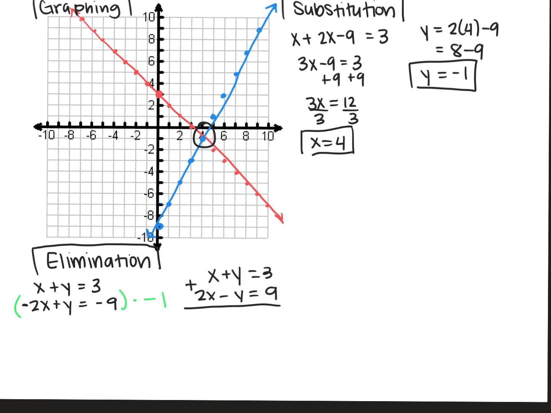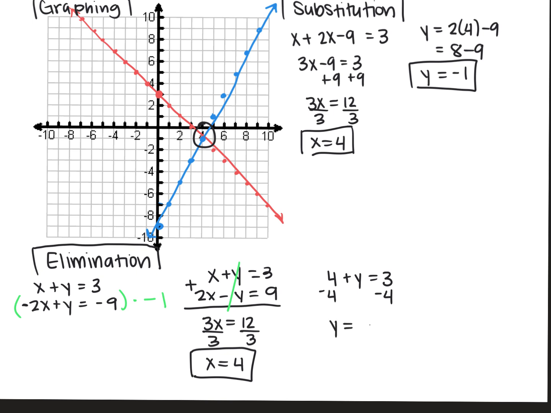Then I'm going to add the equations together. The y's are going to cancel. We get 3x equals 12. Divide by 3, and we get x equals 4, just like we've gotten the previous 2 times. Now I need to plug it into one of my equations to solve for y. Go ahead and plug it into the first one. 4 plus y equals 3. Subtract 4. I get y equals negative 1.